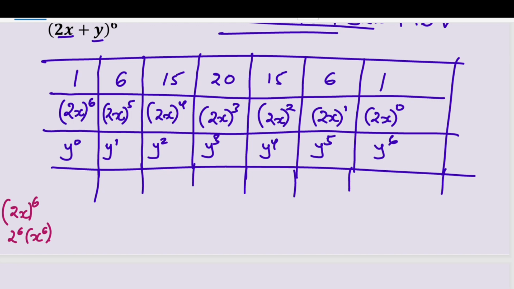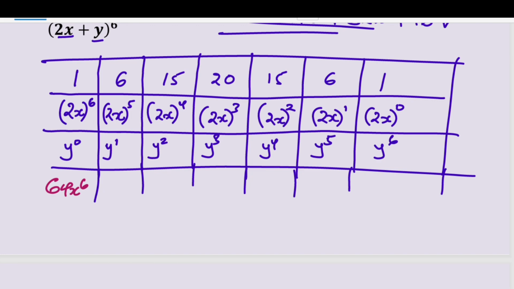And then x raised to power 6 is x power 6. So therefore, already here we are going to have 1 times 64 x power 6, and then y raised to power 0 is 1. So we end up with 64 x raised to power 6 as the answer. 64 x raised to power 6 for the first one.